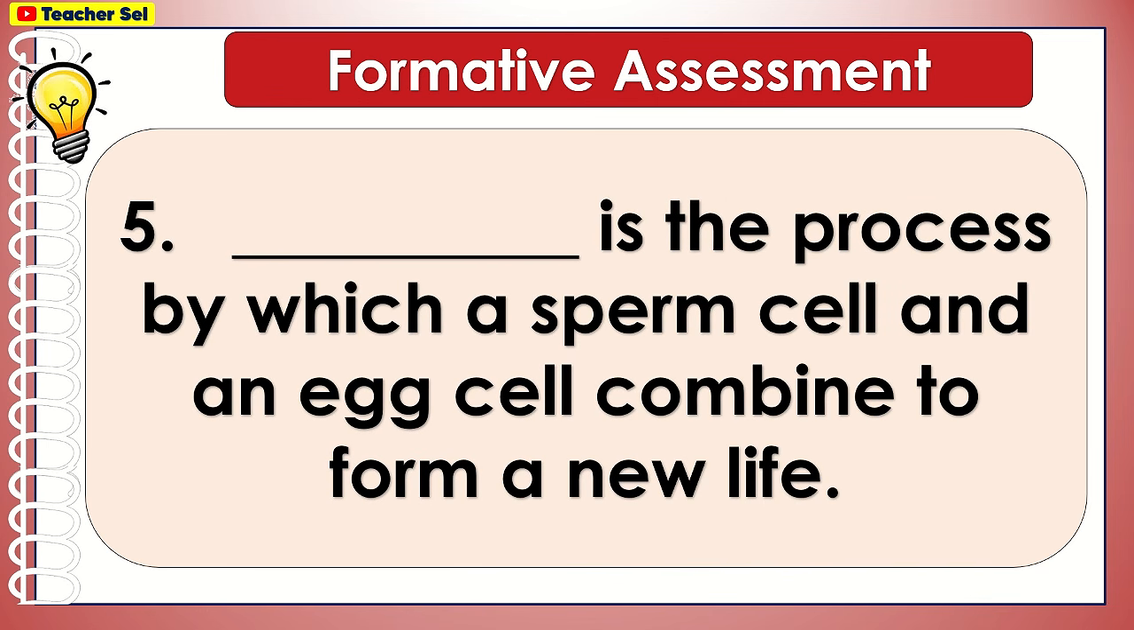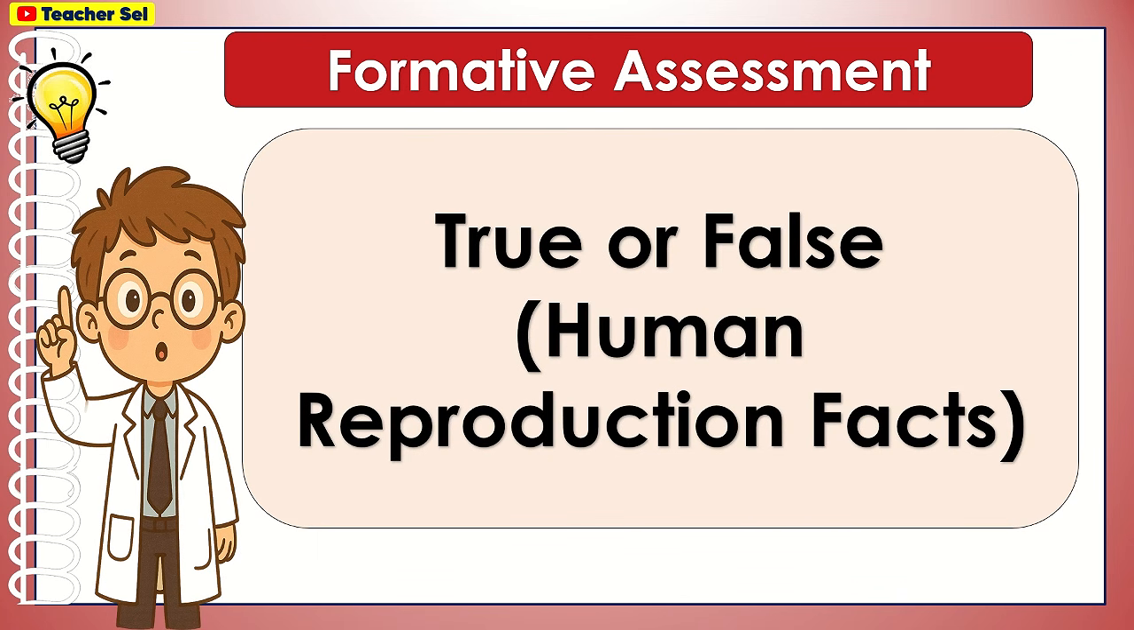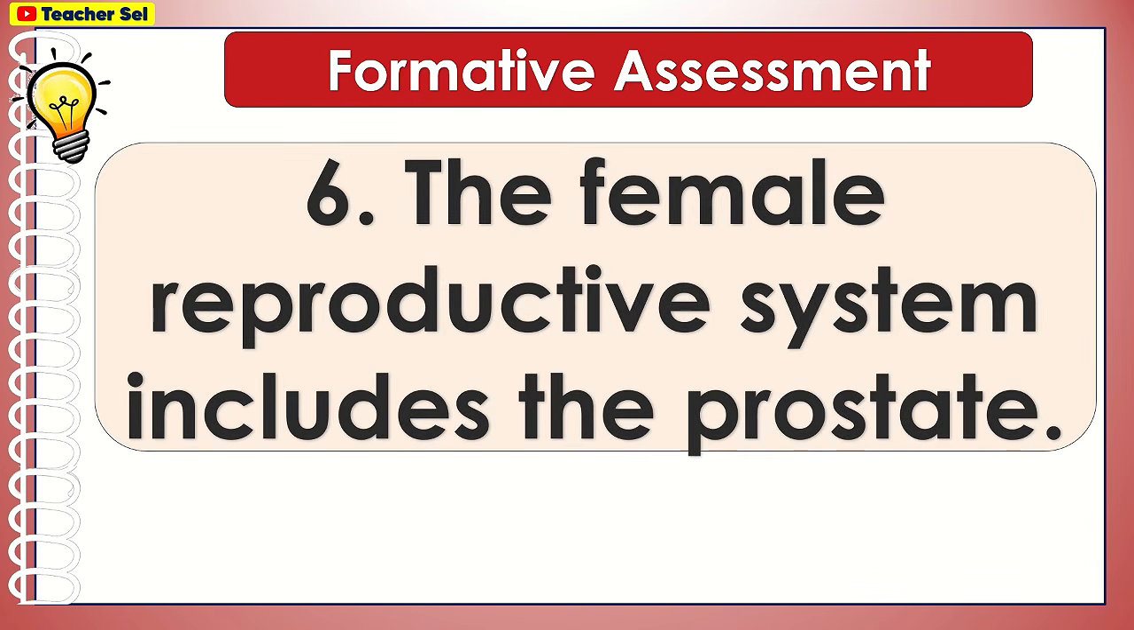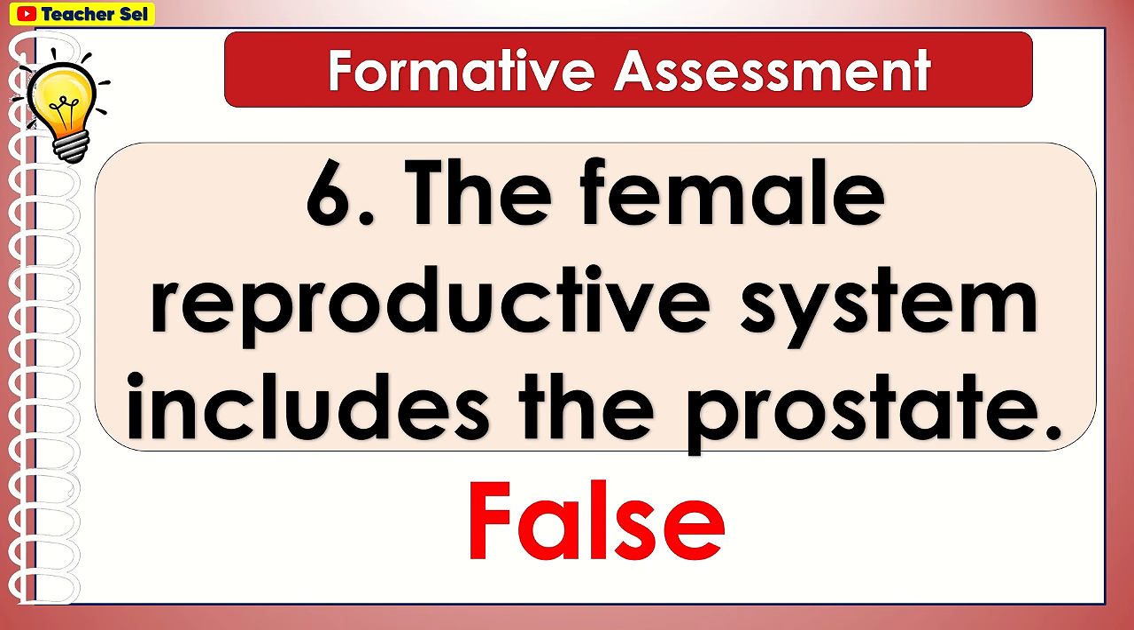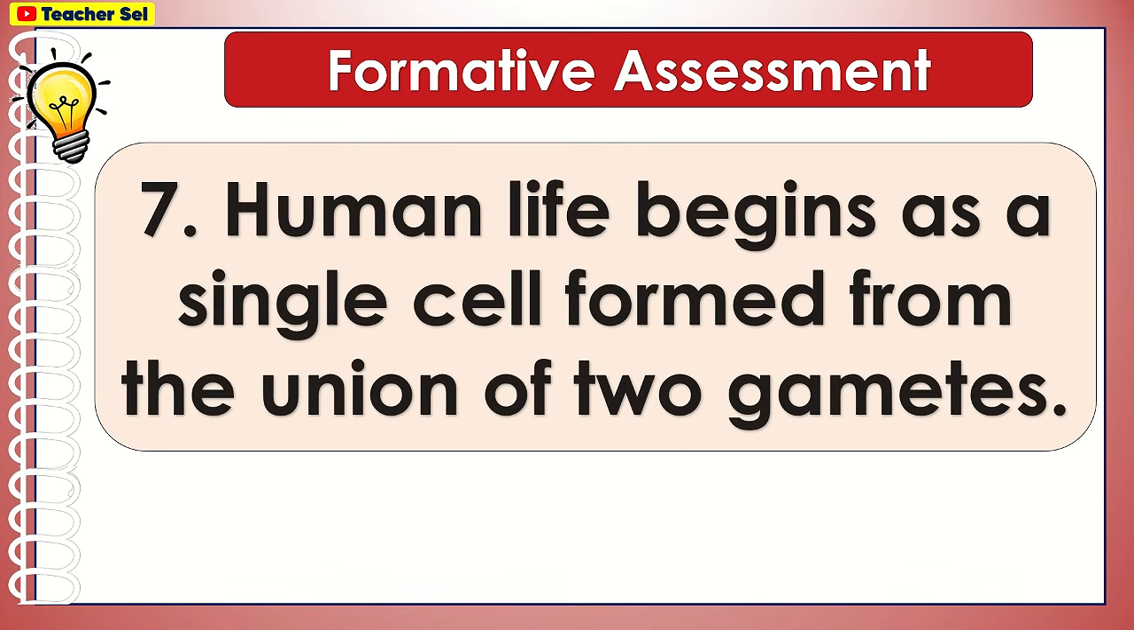Blank is the process by which a sperm cell and an egg cell combine to form a new life. You're right. The correct answer is fertilization. True or false? Human reproduction facts. The female reproductive system includes the prostate. You're right. It is false. Number 7. Human life begins as a single cell formed from the union of two gametes. It is true.